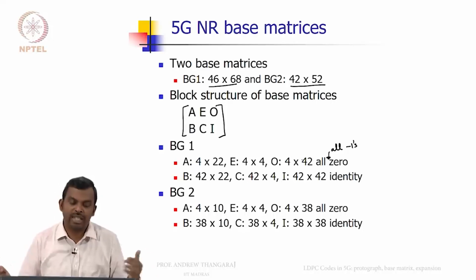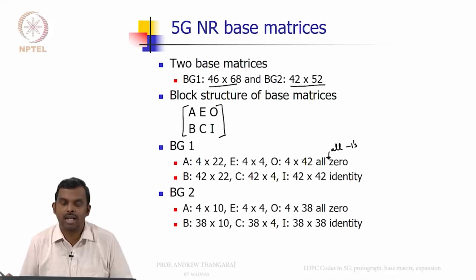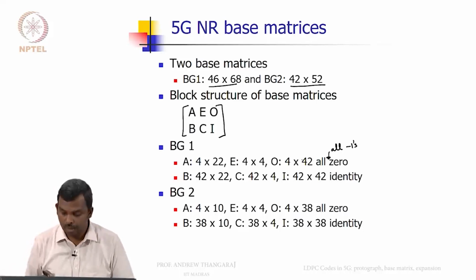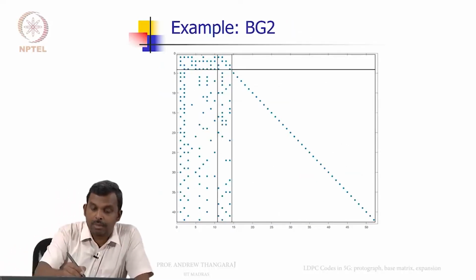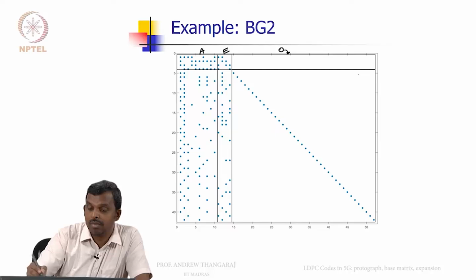The standard goes into details on what each of these things are. I will show you some pictures next to illustrate how this looks. So how does the block look? This is how it looks. This is my A part. This is BG2, by the way. This is E, this is O. You can see O is like the empty part.